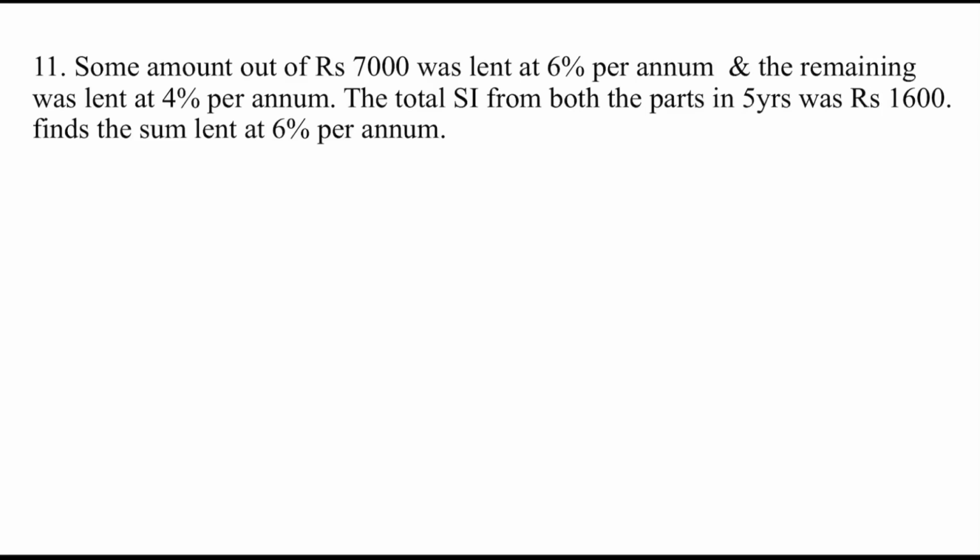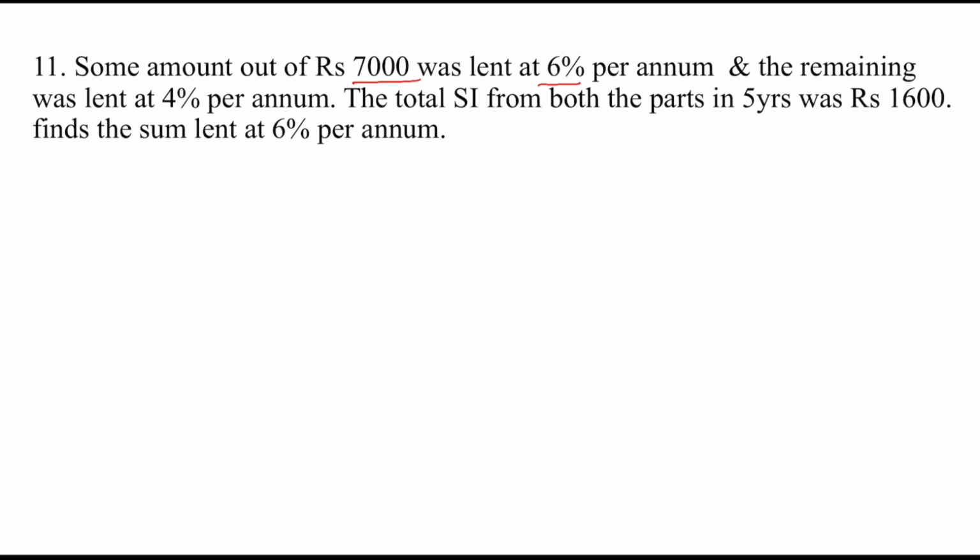Okay, next problem. Some amount of rupees 7,000 was lent at 6% per annum and the remaining was lent at 4% per annum. The total SI for both the parts in 5 years was rupees 1600. Find the sum lent at 6% per annum. Okay, some amount of rupees 7,000 was lent at 6%.